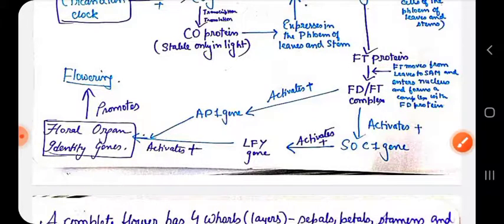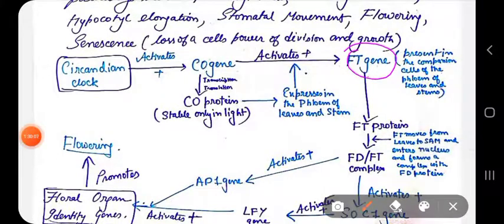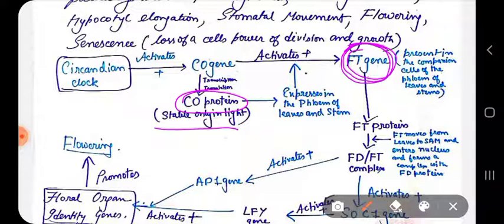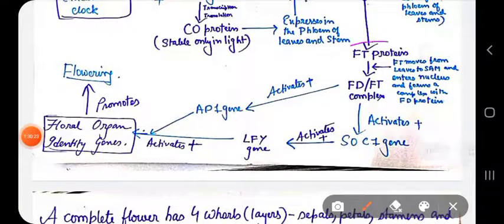So much critical, so lengthy a pathway. So FT gene is activated by the CO protein during daytime. This FT gene is expressed in the companion cells of leaves and stem. FT gene produces the FT protein. FT protein moves from the leaves and enters the shoot tip, or you can say it enters the shoot apical meristem. And within the shoot apical meristem, it enters the nucleus and forms a complex with the FD protein called FD-FT complex.